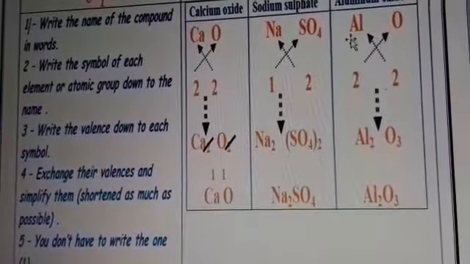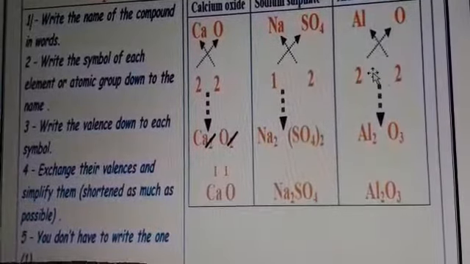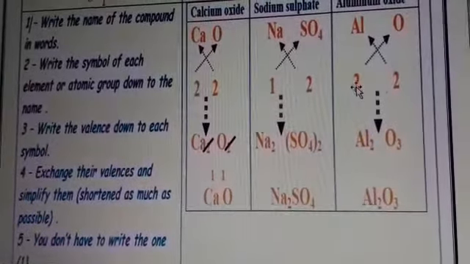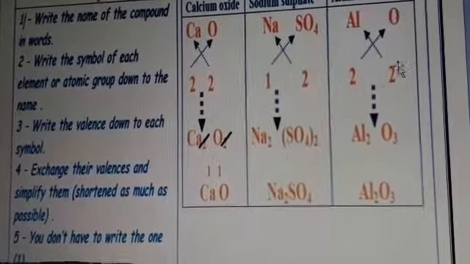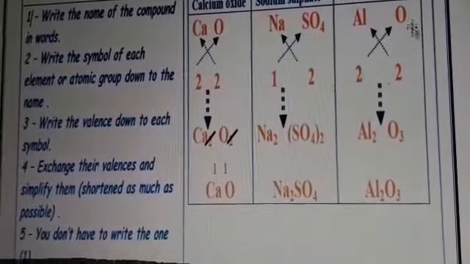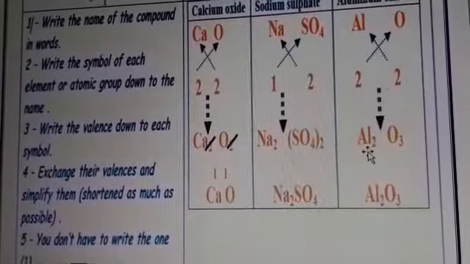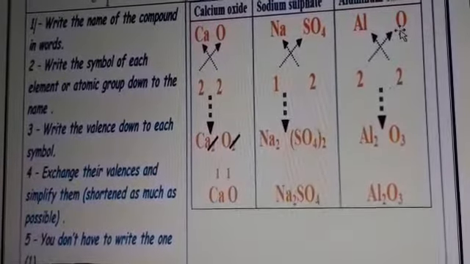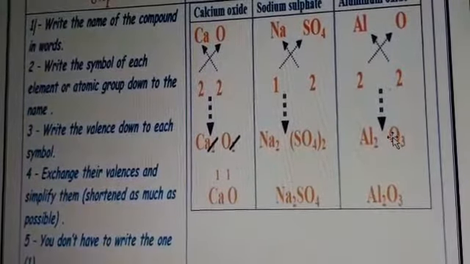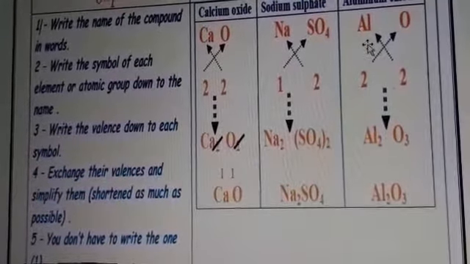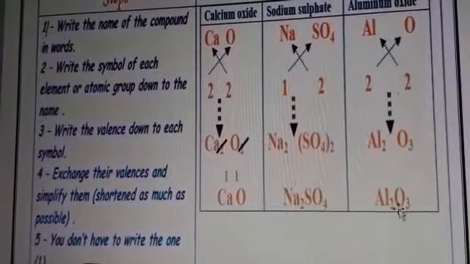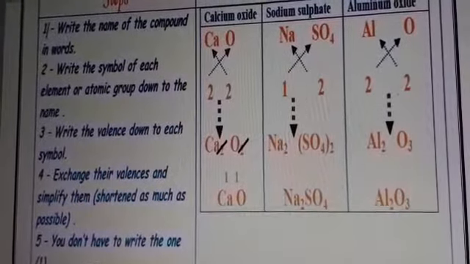Aluminium oxide. Here aluminium is trivalent, 3, and oxygen is divalent. We will exchange the valencies. So the aluminium will take the 2, the valency of oxygen, and oxygen will take 3, the valency of aluminium. So the chemical formula of aluminium oxide will be Al2O3.